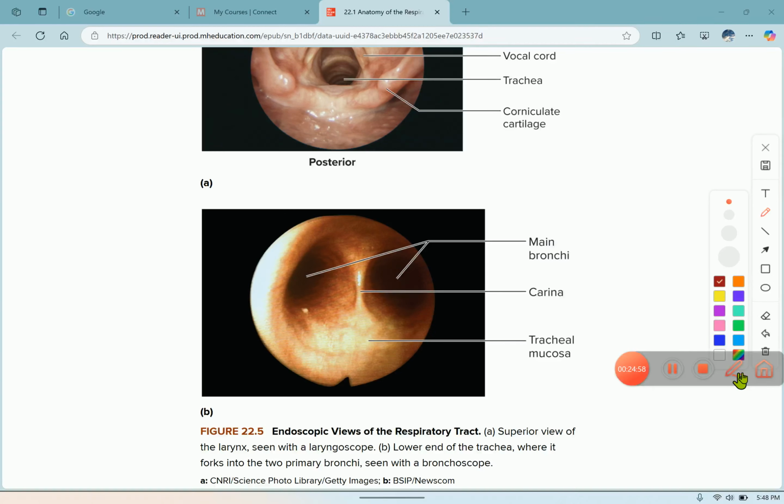Okay, as you stick the camera further down into the trachea, eventually that trachea actually bifurcates. So you have a right and left primary bronchi, also known as the main bronchi. The trachea tube does split into the right and left main bronchi, also known as the right and left primary bronchi.